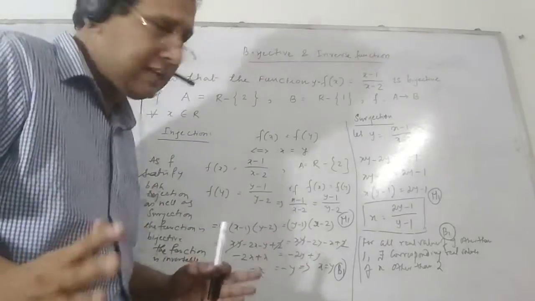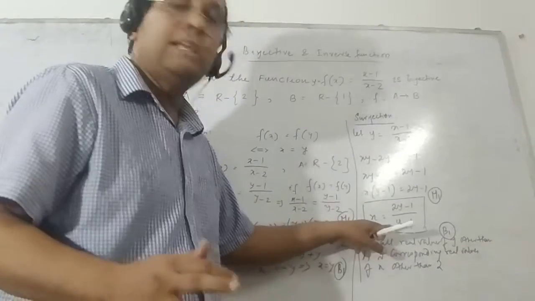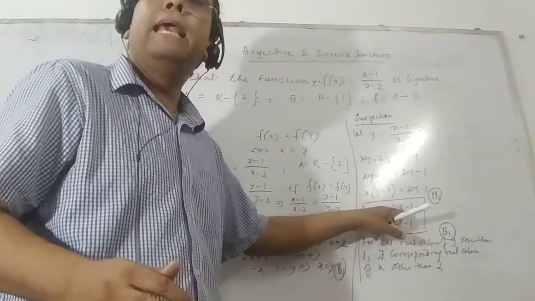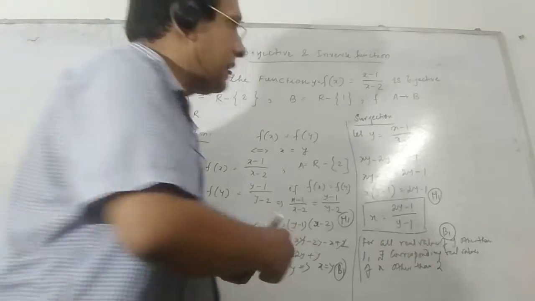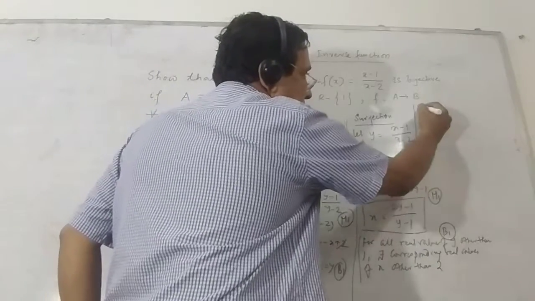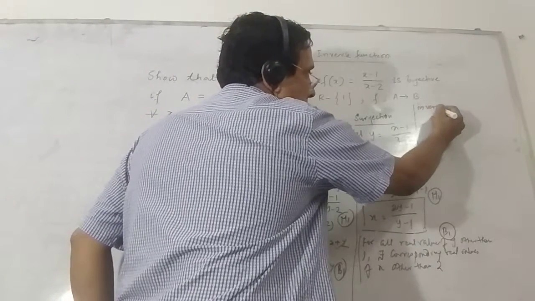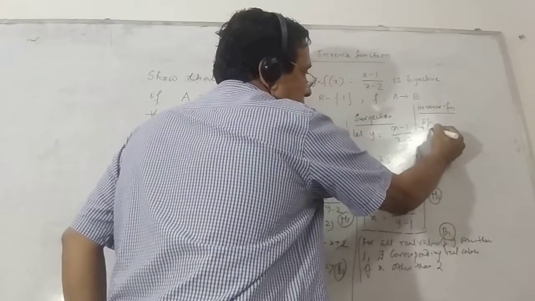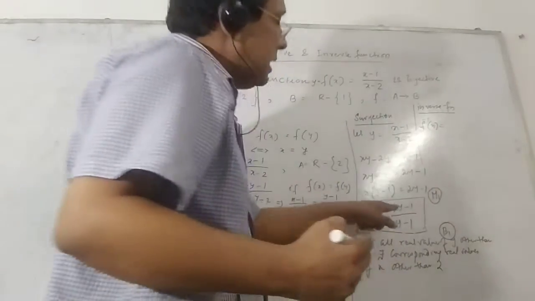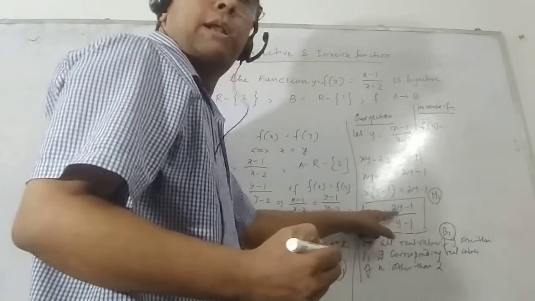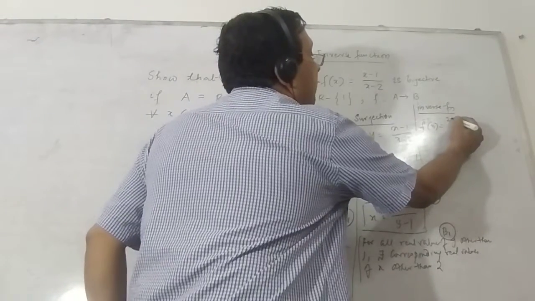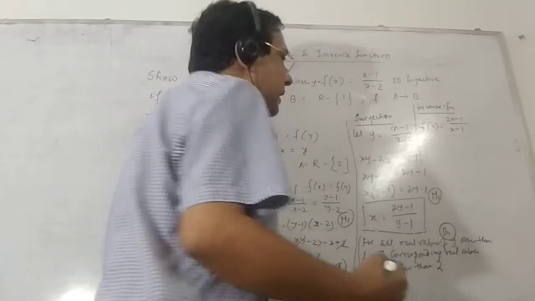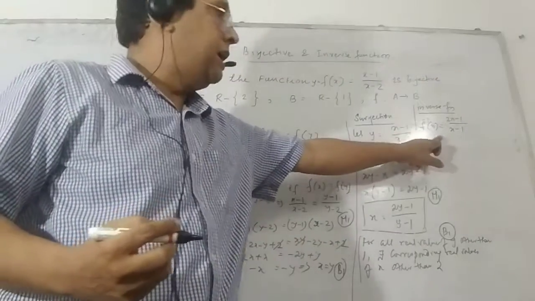Once we have proved the function is invertible, the next job is how to get the inverse function. It's very easy, children. What you can do is take the expression of x, and just substitute x instead of y, and here you write f inverse like this. That is, for the inverse function, you write here f inverse of x, and just substitute x over here. So f inverse of x is 2x minus 1 divided by x minus 1, and that is the expression of the inverse function.